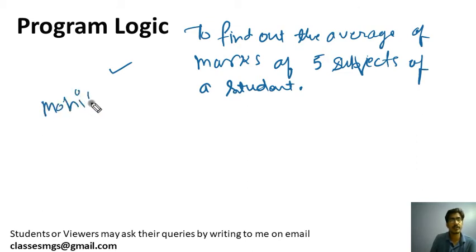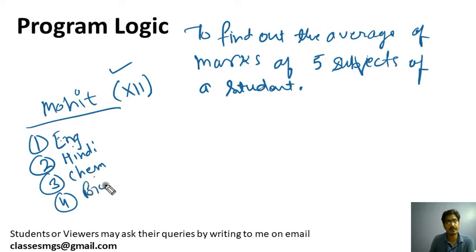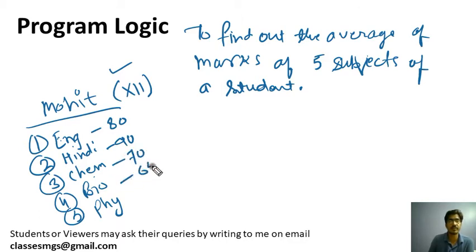Let's suppose Mohit is a student of class, let's suppose 12, and he has 5 subjects. Let's suppose one is English, second is Hindi, third, he has chemistry, fourth, biology, and fifth, we have physics. And he has, let's suppose, 80 marks in English, 90 in Hindi, chemistry 70, bio 65, and physics 72. Let's suppose these are the marks of the student.